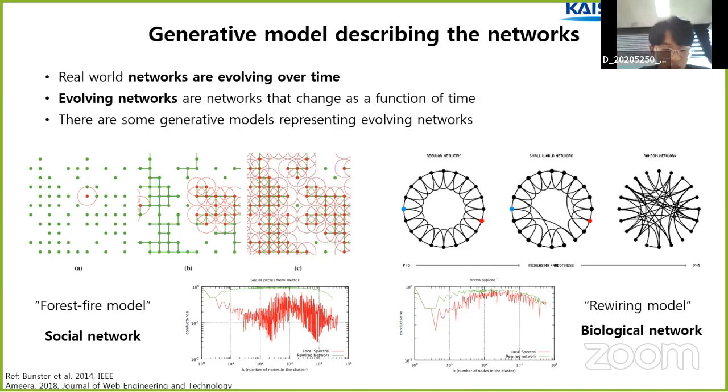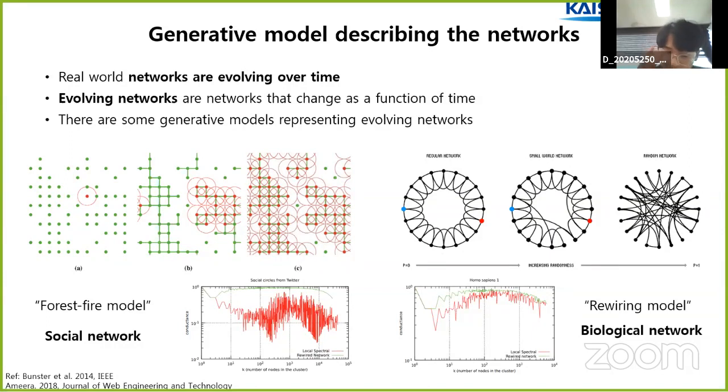Real-world networks are evolving over time, either by adding or removing nodes or links. For example, in social networks, people make and lose friends over time, thereby creating and destroying edges. Also, there are some generative models representing evolving networks, and according to previous research, the models that generate networks similar to social networks and similar to biological networks are different.